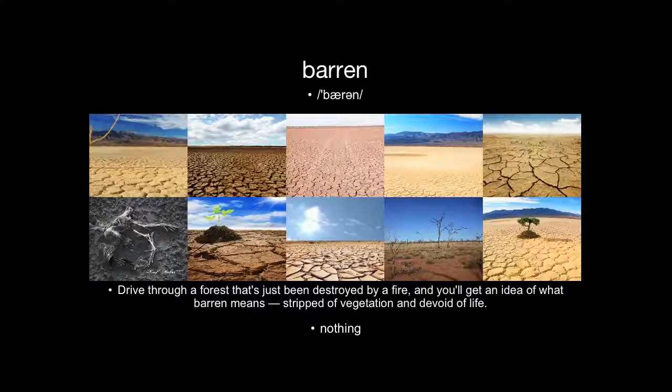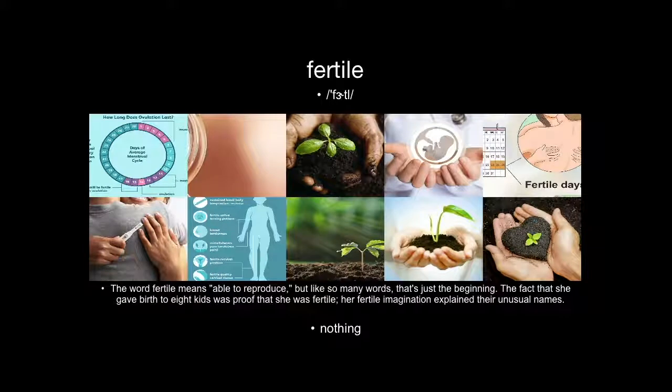Barren. Drive through a forest that's just been destroyed by a fire, and you'll get an idea of what barren means: stripped of vegetation and devoid of life. Fertile. The word fertile means able to reproduce, but like so many words, that's just the beginning. The fact that she gave birth to 8 kids was proof that she was fertile.